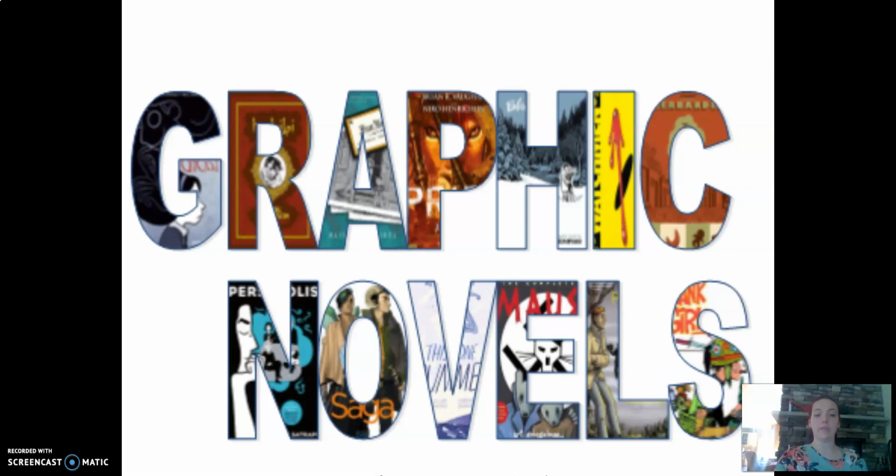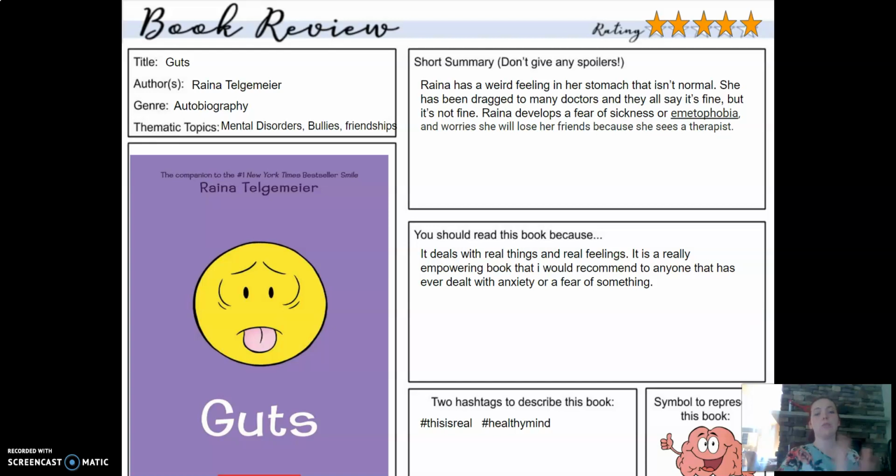Now on to graphic novels. I like that she lists that it's not a genre because graphic novels have their own genres within it. So here's one of my favorites. I love Raina Telgemeier. She does a great job in this almost autobiography of hers where she talks about the fear of eating. And it's just something that really handles a lot of tough topics for middle school students. So this is a great, great book for summer reading.